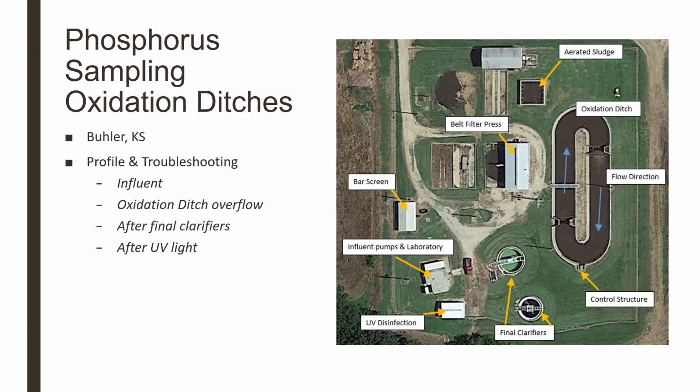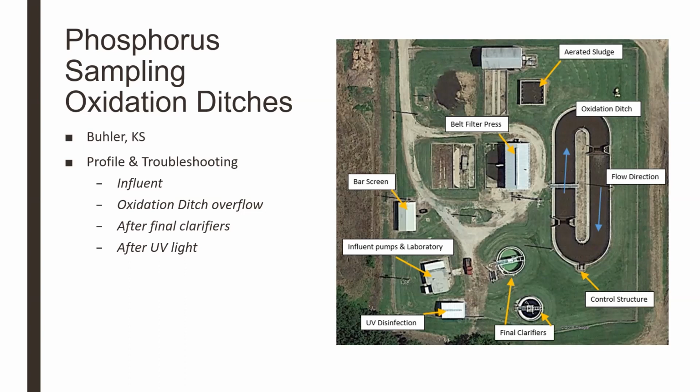So every location here past the aerobic treatment basin, the oxidation ditch in this case, is a potential place where phosphorus, once it is bound into the solids of the plant, can get re-released. And that's really what we're looking for here.